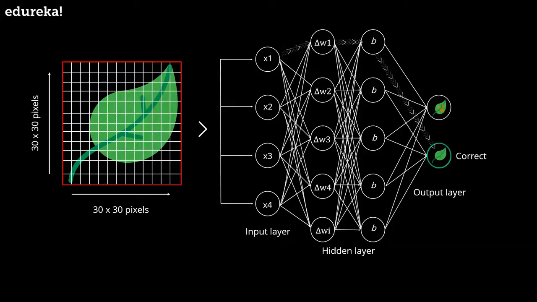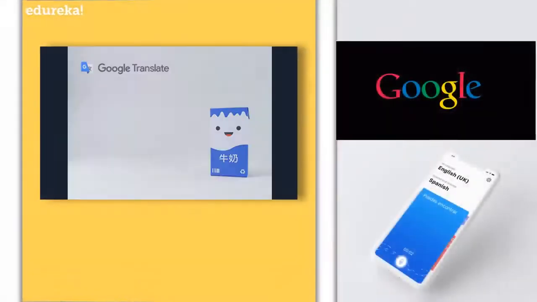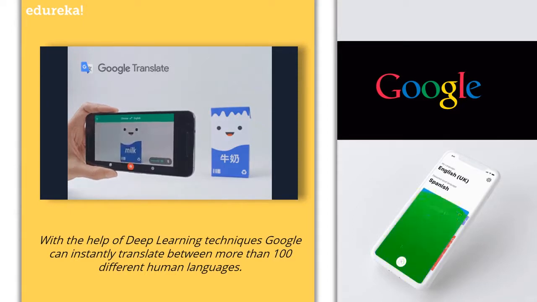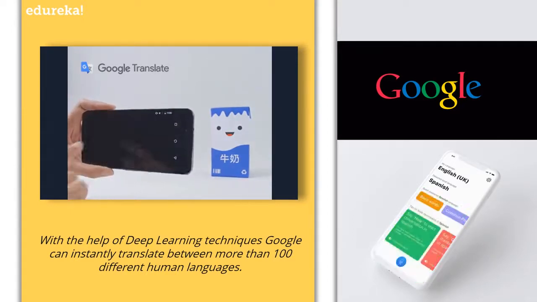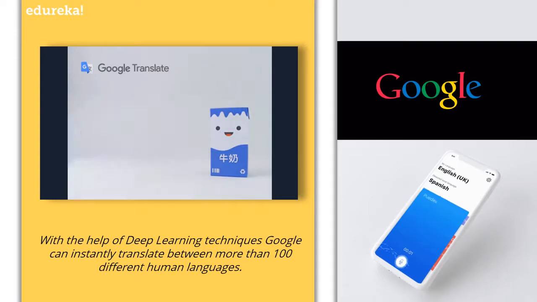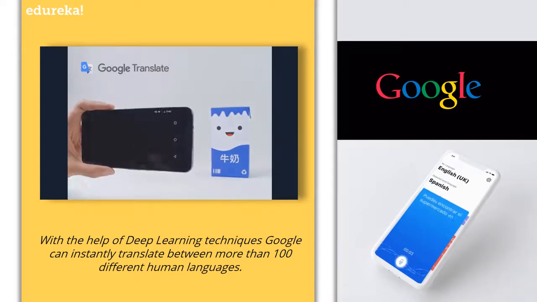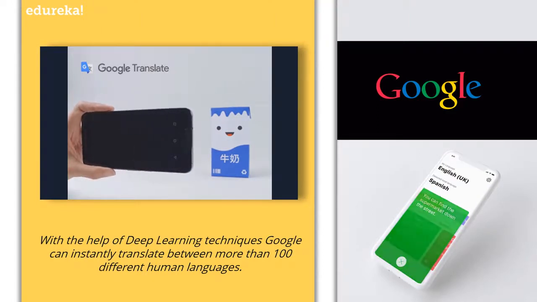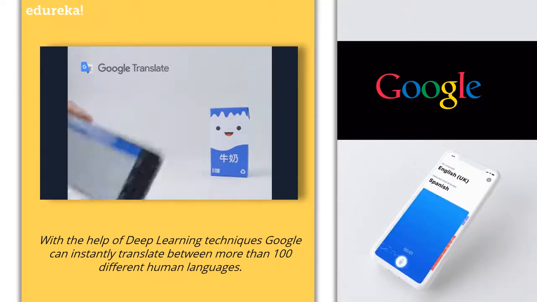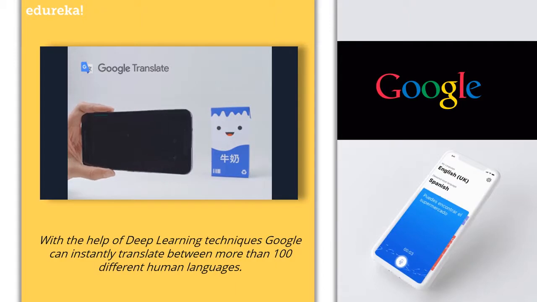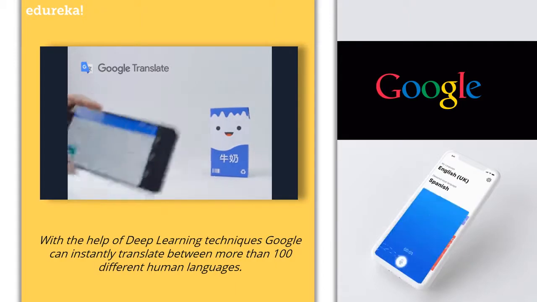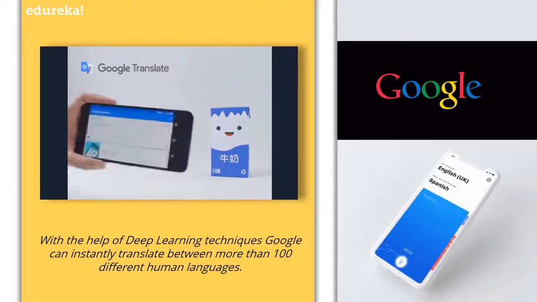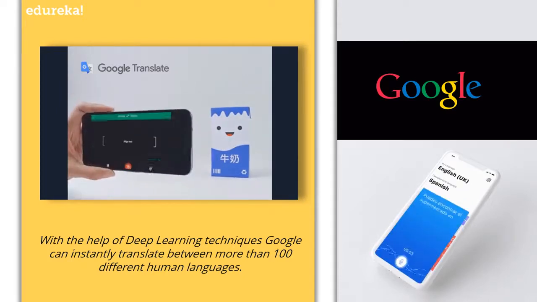Now let's discuss a few real-world applications of neural networks. With the help of deep learning techniques, Google can instantly translate between more than 100 different human languages. Visual translation is an interesting application of deep learning. It can be used to identify images that have letters. Once you identify them, they can be turned into text, translated, and then the images are recreated with the translated text. In fact, Google has an app for this purpose. It's called the Google Translate app.